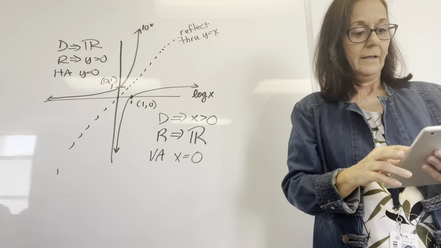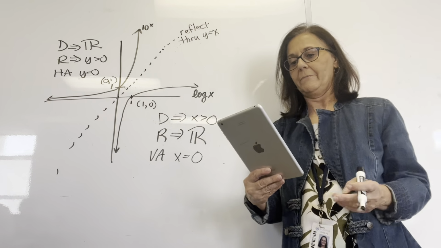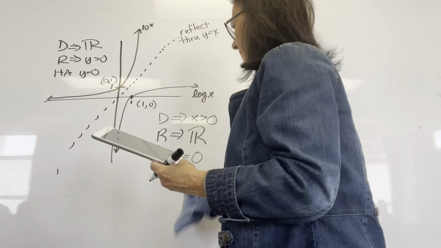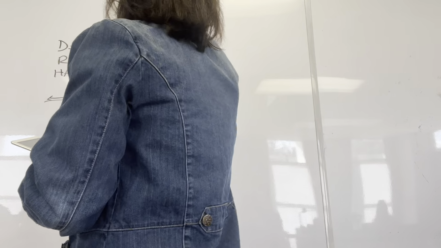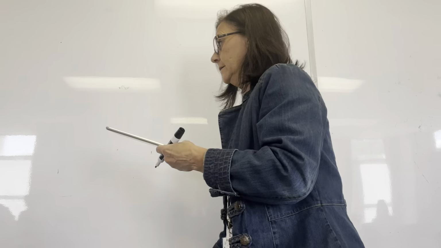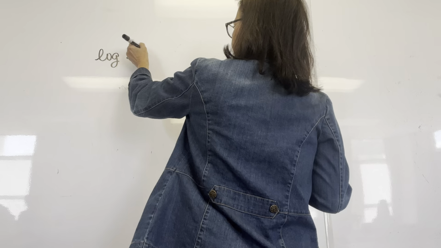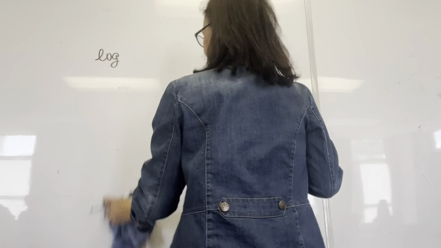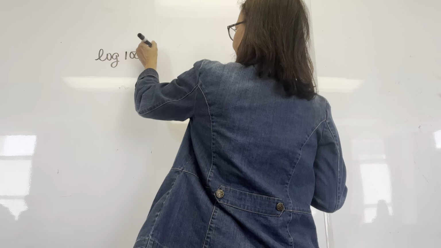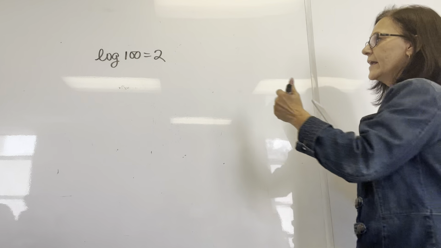All right. Page 357. I have to flip in my book. You remember how to go between logs and exponents. So I'm just going to write a simple log equation. All right, the log of 100 equals 2. How do I write that in exponential form?